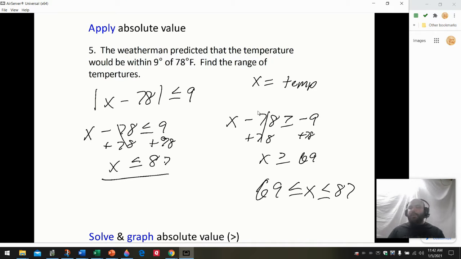So that's a pretty big range of temperature, actually, to be off that much. Usually the weathermen are a little bit closer.